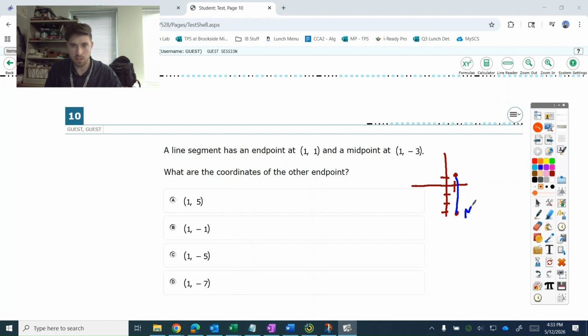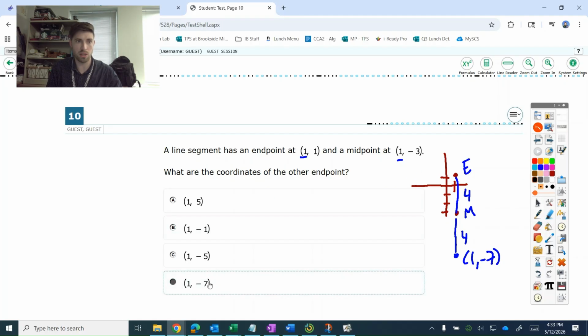So this is the midpoint. Let's call this E for endpoint, M for midpoint. And so I know because the x coordinate is the same, I know that these are actually only 4 apart. And so if this is the midpoint, then the next point must be 4 below. And so if I go 4 more down from 1, -3, that's going to be at 1, -7. You could also use the midpoint formula here to solve this one, but that might be a little bit more work than what we need to do.